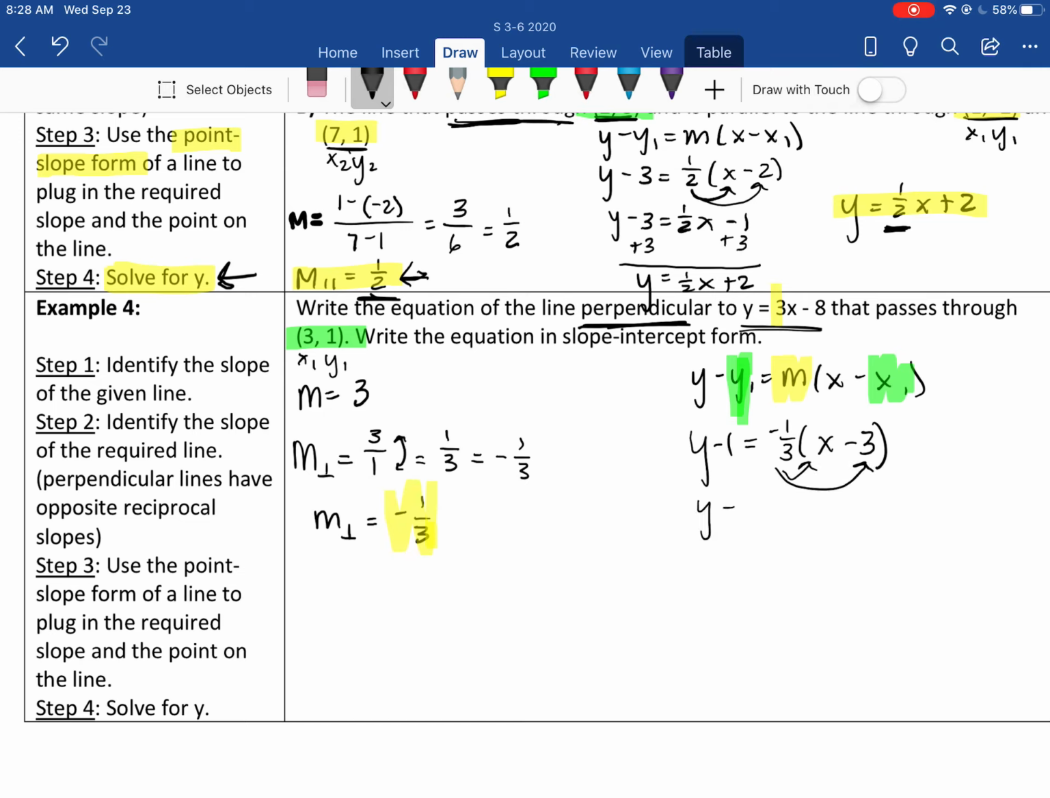But again, we want it in slope-intercept form, so I have to solve for y. So distribute the -1/3 into your parentheses. So you get y minus 1 is equal to -1/3 x. -1/3 times -3 gives you a +1. Now we need y by itself, so I'm going to add the 1 to both sides. So you get y equals -1/3 x plus 2. And there's the equation of your new line. Make sure your slopes match. If they do, you're good to go. All right.